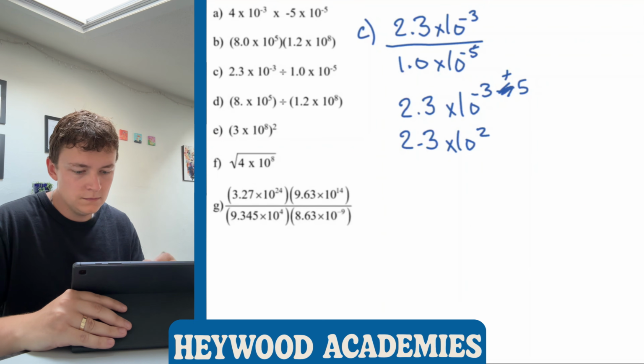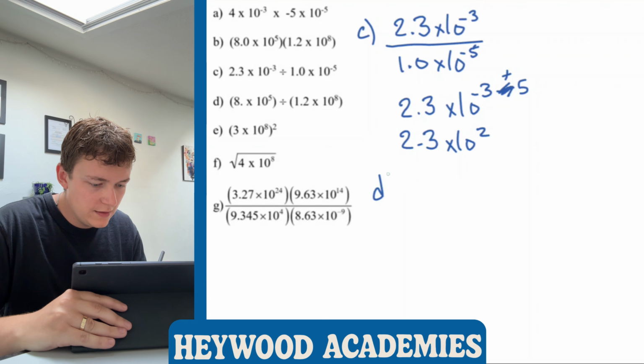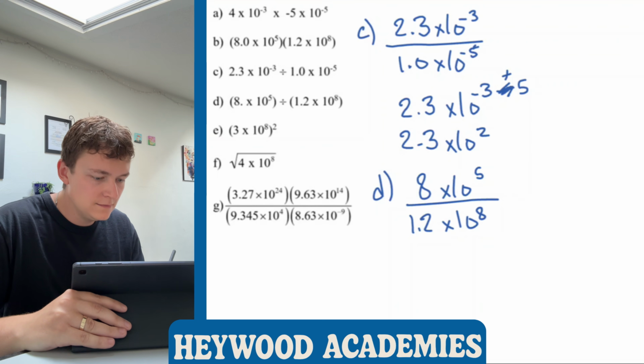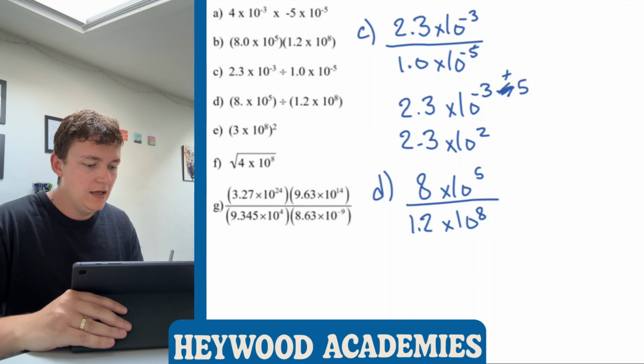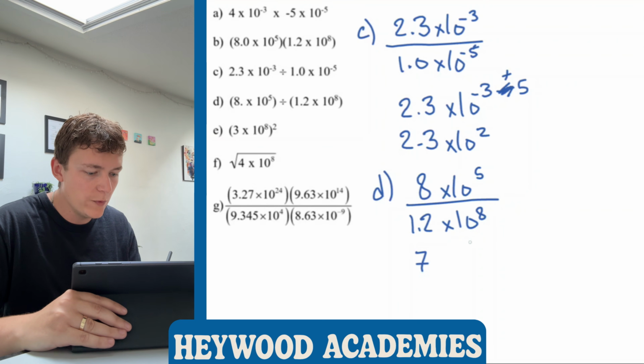Okay, D, same thing, another division here, but a little bit harder. So we've got 8 times 10 to the 5 divided by 1.2 times 10 to the 8. Okay, so this one we're probably going to need a calculator to help us out a little bit. But if we divide those two numbers, 8 divided by 1.2, we should get 7.